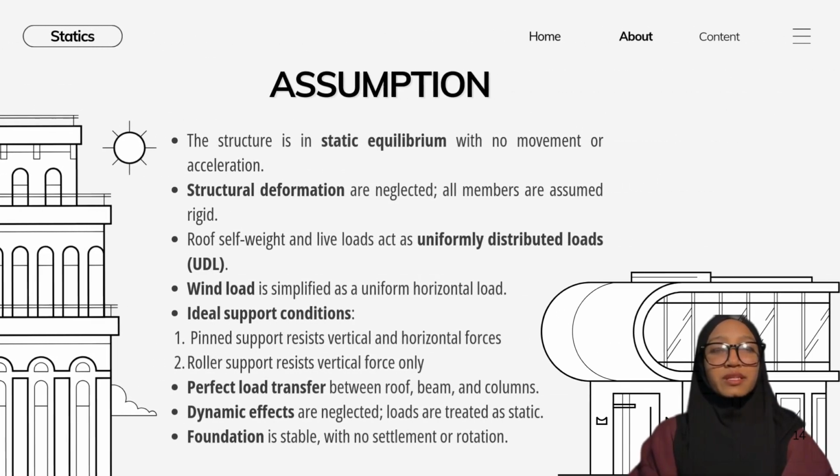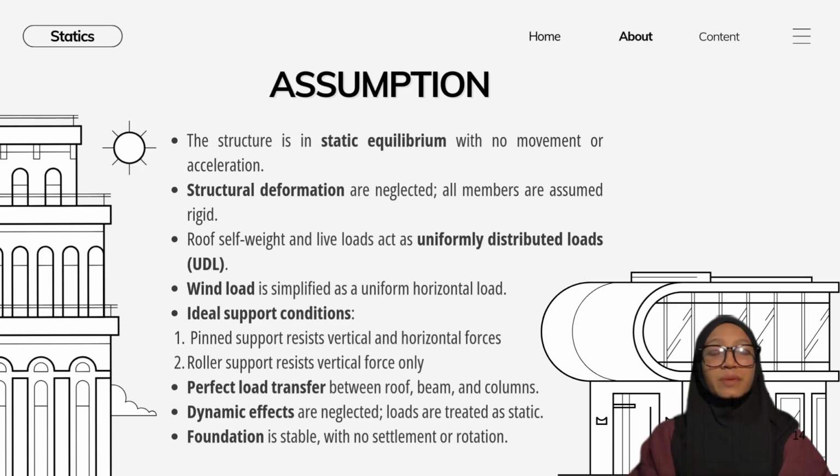Next, I will explain the assumptions. The structure is assumed to be in a state of static equilibrium, meaning there is no movement or acceleration acting on the system. Any structural deformation is neglected, and all structural members are considered rigid. The self-weight of the roof and the live loads are assumed to act as uniformly distributed loads, which is UDL. Wind load is simplified and treated as a uniform horizontal load acting on the structure.